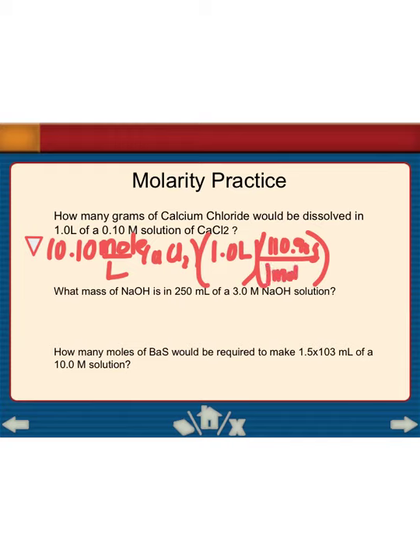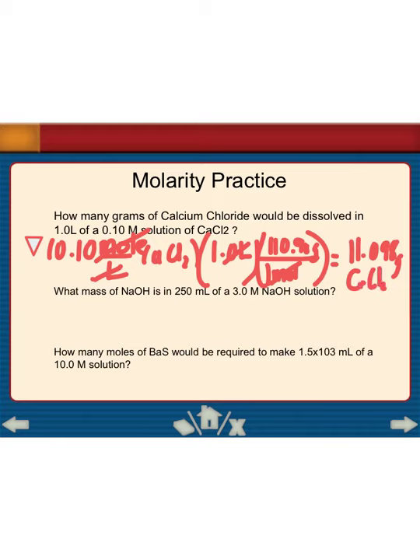And you should include all your units. I can't do it here, there's not enough space. But if you check your units, liters would cancel with liters. You'd have moles with moles over here, and then you'd end up with grams. And the answer comes out to be 11.098 grams of calcium chloride.